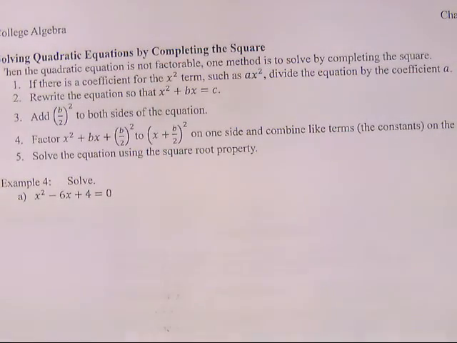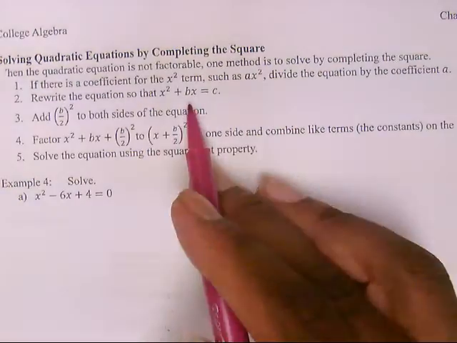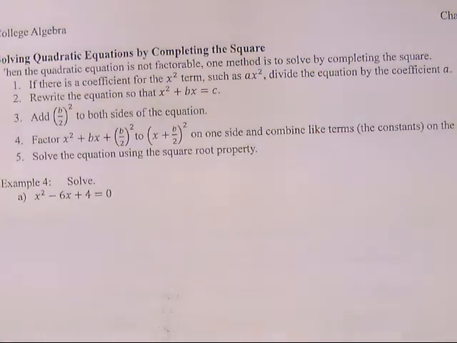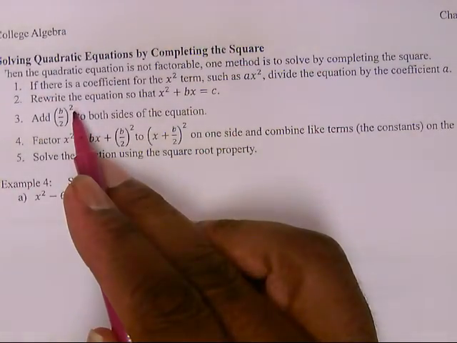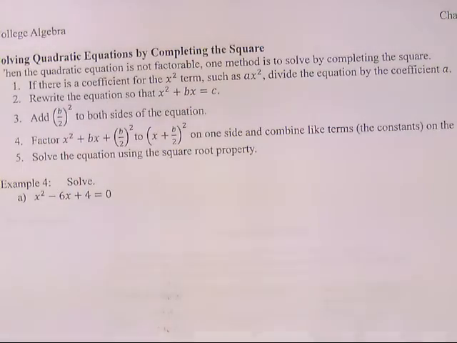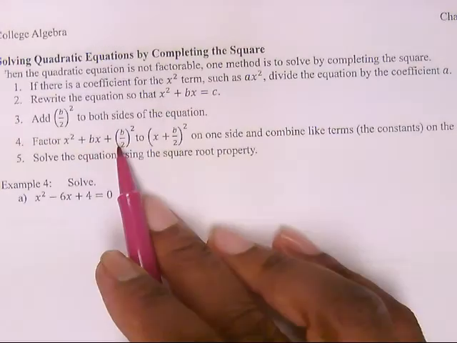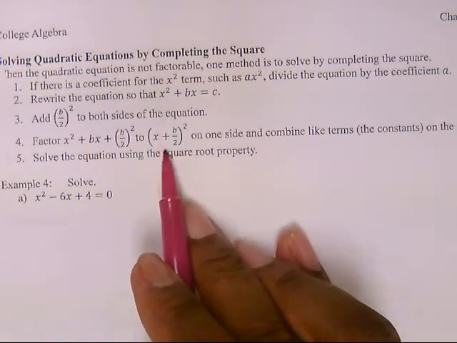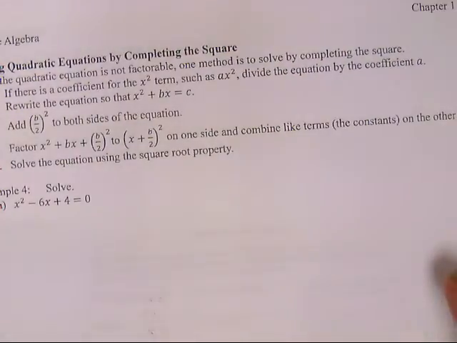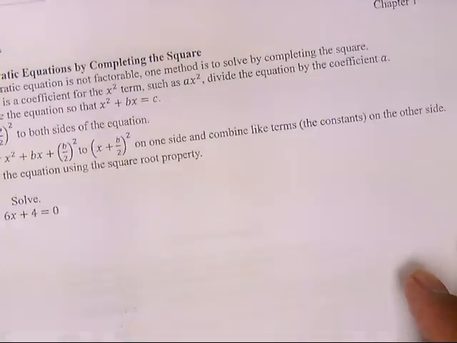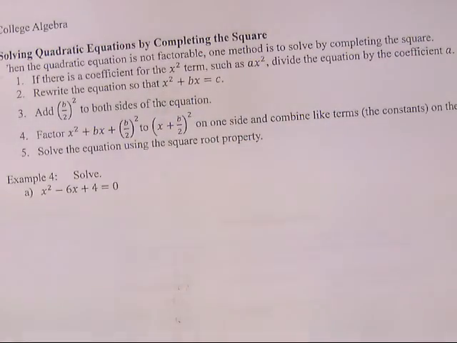And then number 2, rewrite the equation so that x squared plus bx is equal to c. Sometimes you may have to move the constant over to the other side in order to get just the x squared and the bx by itself. And then that's where you take half the coefficient of x and square it. And then you'll add that to both sides of the equation. And then you'll factor that into a perfect square trinomial. You'll factor it into this form right here on one side and combine like terms on the other side, which are your constants. And then you'll solve the equation using the square root property.